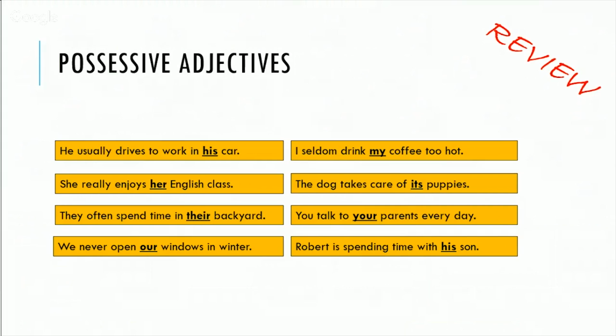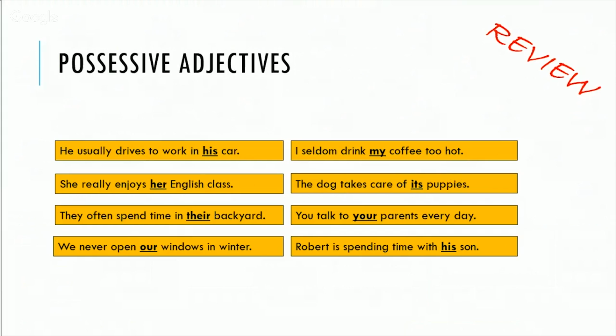We never open our windows in winter. The windows belong to us, or we, because it's the subject of the sentence. I seldom drink my coffee too hot. The coffee belongs to me. I am the subject. The dog takes care of its puppies. The puppies belong to the dog, right?